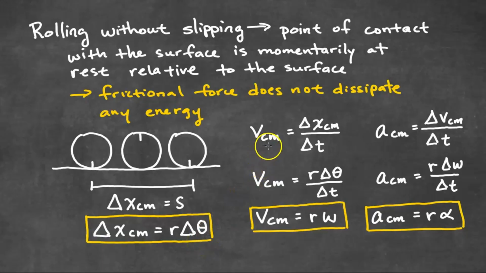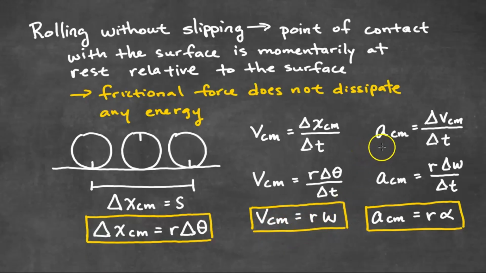Our next equation, we're going to start with velocity. And we know velocity is equal to the displacement over time. We're going to substitute our equation that we just derived for the displacement of the center of mass. And so we get that the velocity of the center of mass is equal to r times the angular displacement divided by the change in time. And the angular displacement over the change in time is, by definition, angular velocity. So the velocity of the center of mass is equal to r times omega.